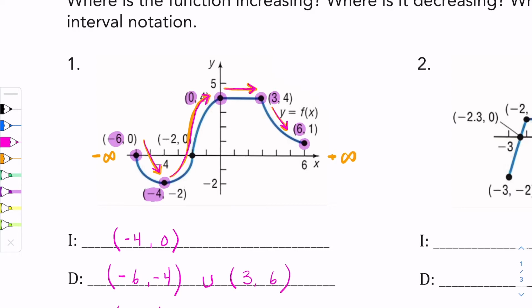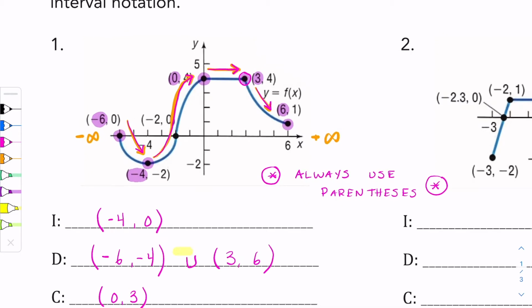All right, please note that you use parentheses for all increasing and decreasing intervals. You never use square brackets because at these turning points, you cannot indicate whether it is increasing or decreasing at that point, so it cannot be included. It is a turning point. It's where the graph changes direction, so we do not include it. That means parentheses for every interval. Also, don't forget your unions. If you have multiple intervals, connect those with unions.